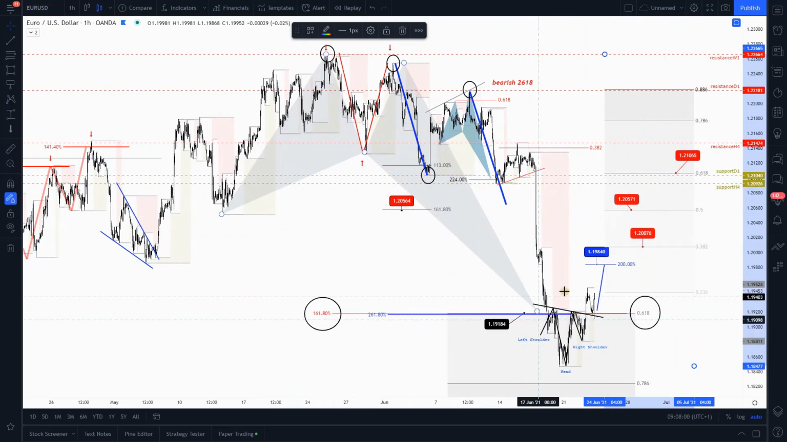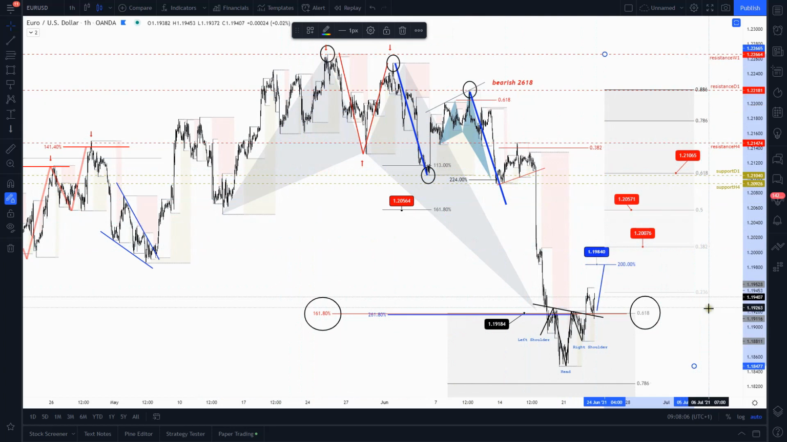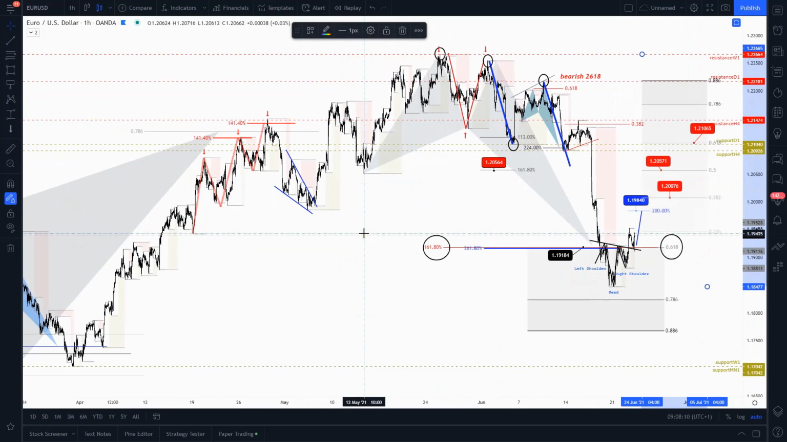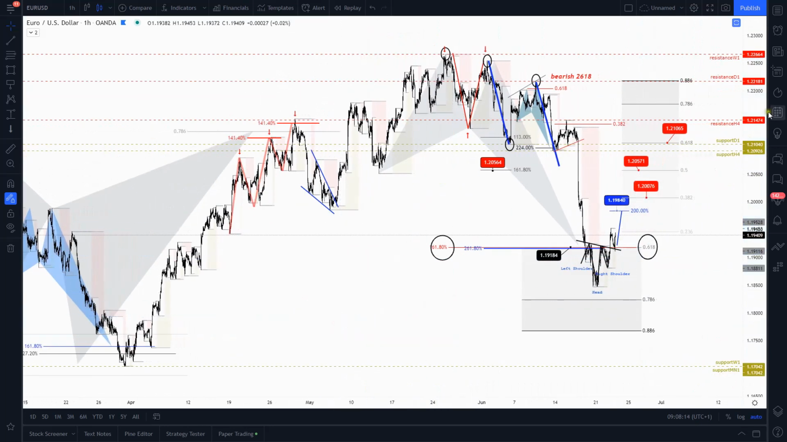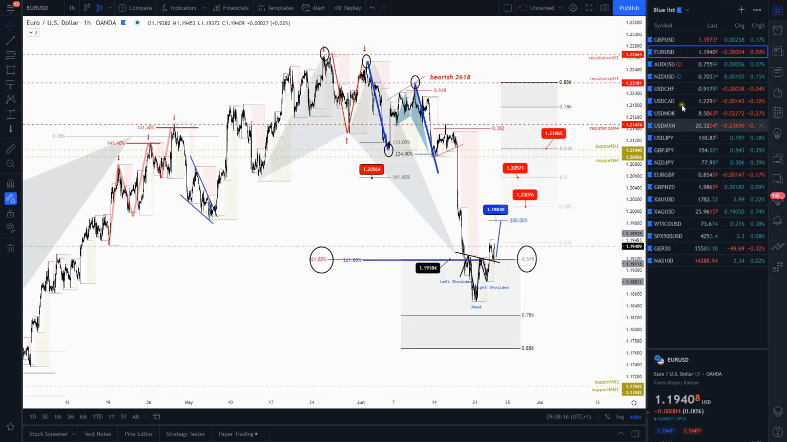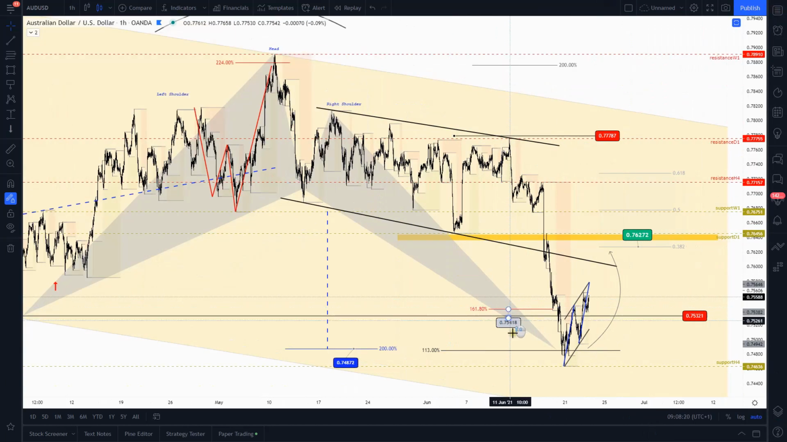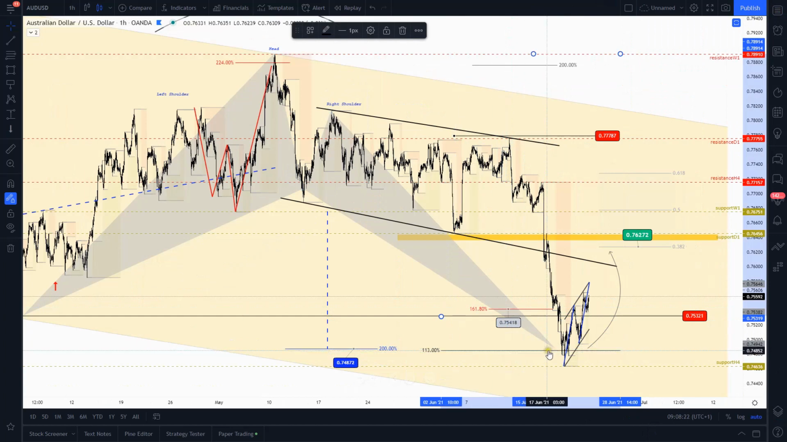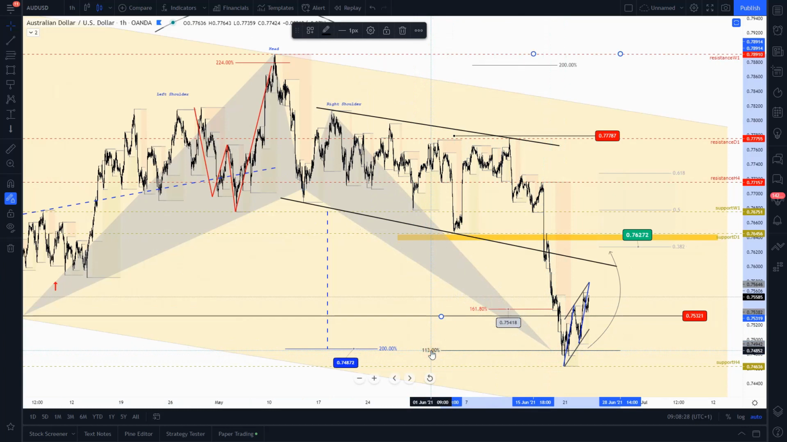Let's say if the price needs to find default targets for this pattern, we need to pay attention to these Fibonacci levels, specifically the 38% Fibonacci retracement, which is the very first level as a default target for the pattern. Now, Australian dollar, similar bullish alt-bat pattern completed, or this major bullish alt-bat pattern completed at 113% Fibonacci extension.